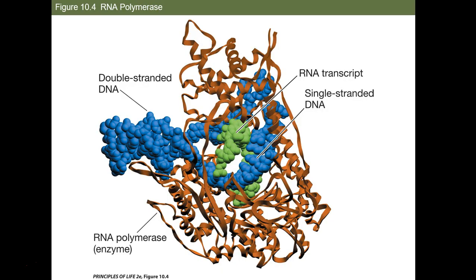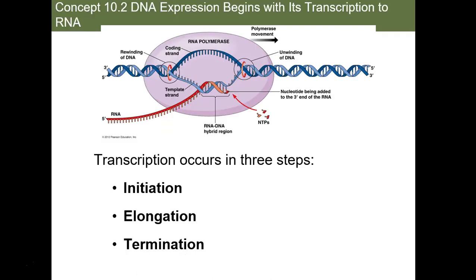Here's a 3D model of RNA polymerase. You can see DNA in the middle is represented by the blue structure, with the green RNA being produced from the DNA template. Transcription occurs in 3 steps: initiation, elongation, termination. We will go over these steps in the next few slides.